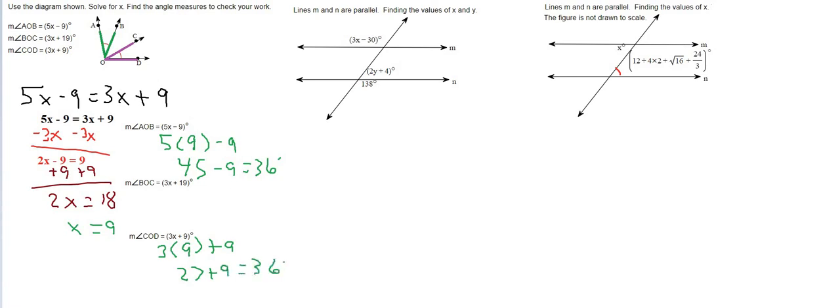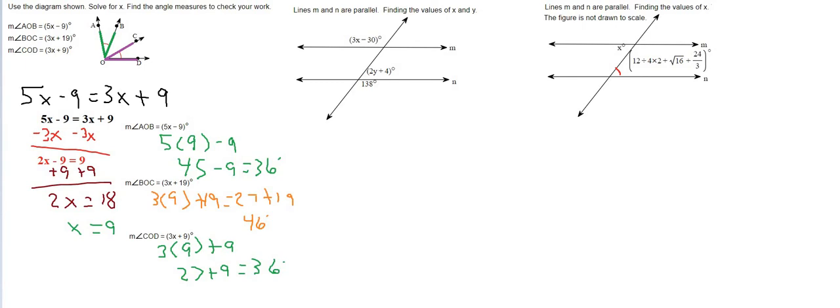And this last one, 3x plus 19, we're going to put 9 in again for x, so 3 times 9 plus 19. 3 times 9 is 27, and 27 plus 19 is 46. So that's a good sign there that we did this right.